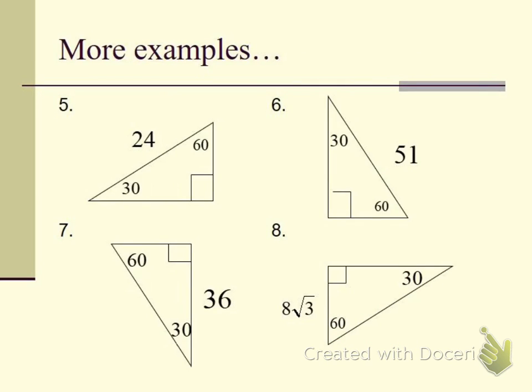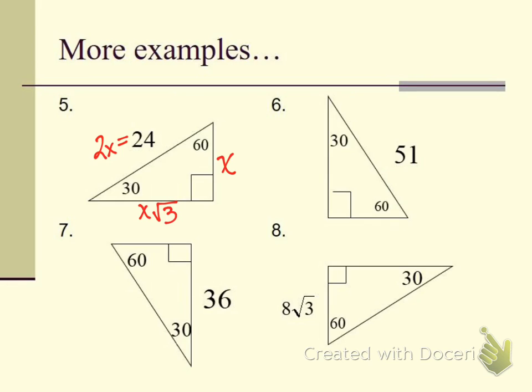All right, number 5. Across from the 30-degree angle, based on our diagram, we should label it with an X. Across from the 60-degree angle, according to our diagram, we should label it X times radical 3. Across from the 90-degree angle, according to our diagram, it should be labeled 2x. Since they already have a number there, we can turn it into an equation.